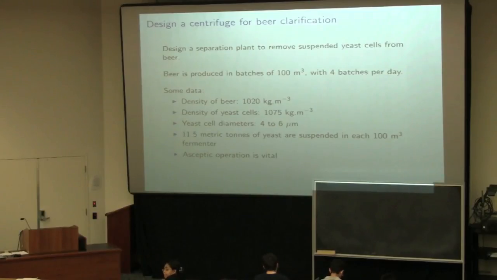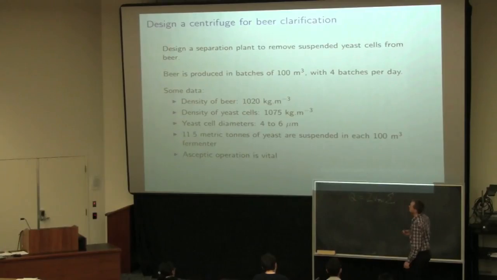We're given the cell diameter of the yeast particles that we wish to separate, and then the volumetric flow rate. So we need to treat 400 meters cubed per day of this material. The general approach for all these centrifuge problems is the following. The key equation that we use is that the volumetric flow rate Q is twice the terminal settling velocity times the sigma factor. That's the core equation for centrifugal operations. And Q is given in this problem. It's the desired volumetric flow rate that we wish to treat.